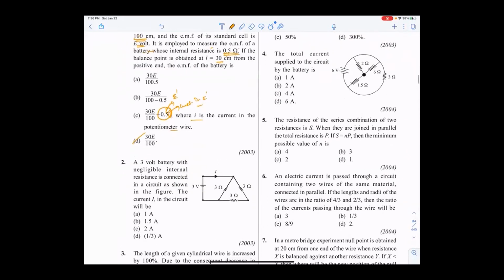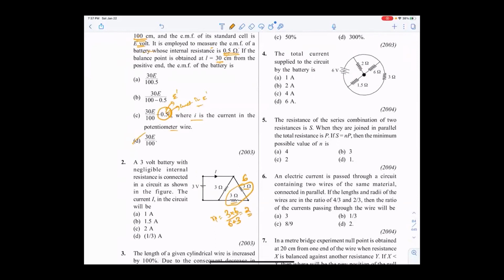Okay. All right. Second question. A 3-volt battery with negligible resistance is connected in a circuit as shown. Find the current I in the circuit. If you see, these 3 ohm resistors, though in a triangle, are in series, so their sum is 6. And this is in parallel with 3. So R equivalent is 3 into 6 by 6 plus 3, 18 by 9, which is 2.